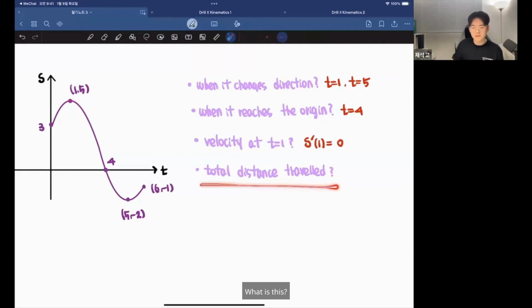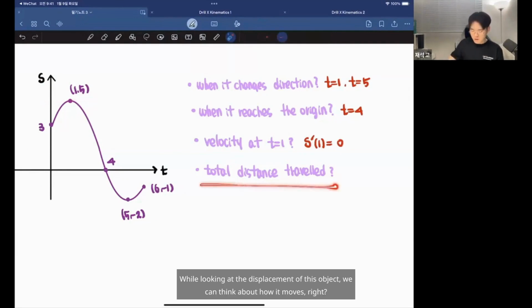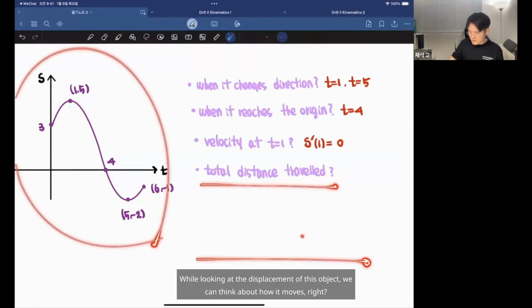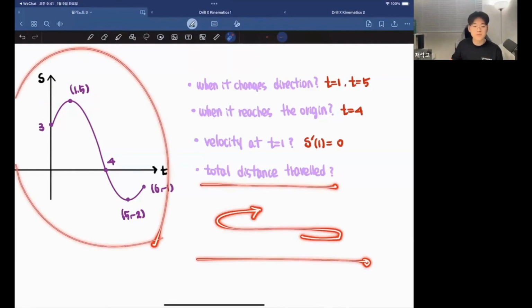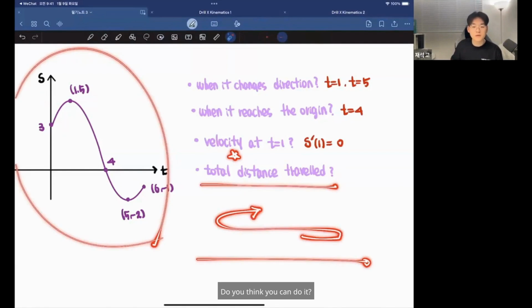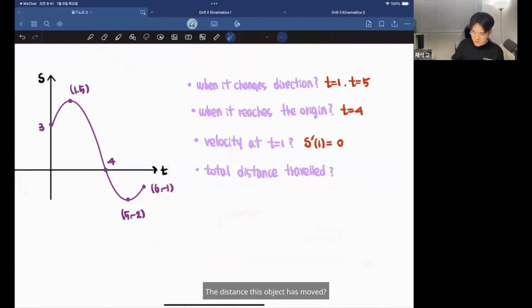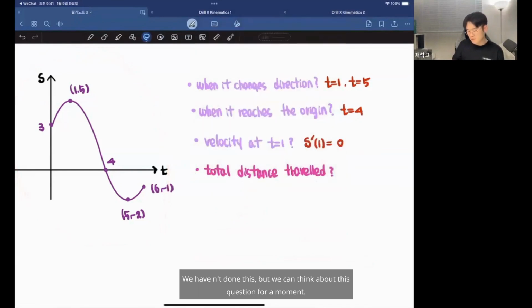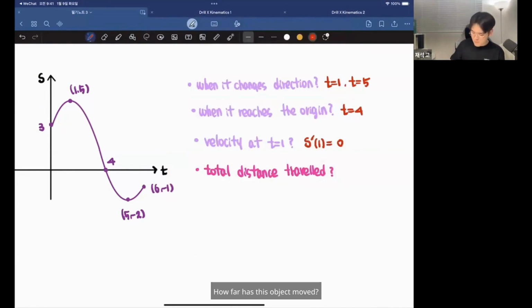Think about the last question. While looking at the displacement of this object, we can think about how it moves, right? It should move like this. So it went to the right, then to the left, and then back to the right. The last question is to find the total distance this object has moved. Do you think you can do it? We haven't done this, but we can think about this question for a moment. How far has this object moved?